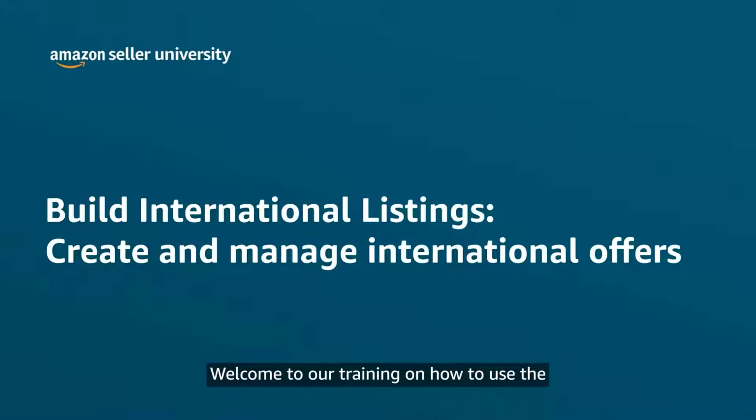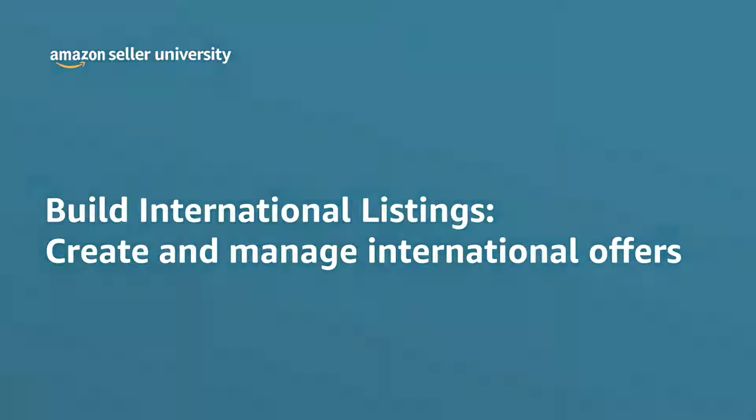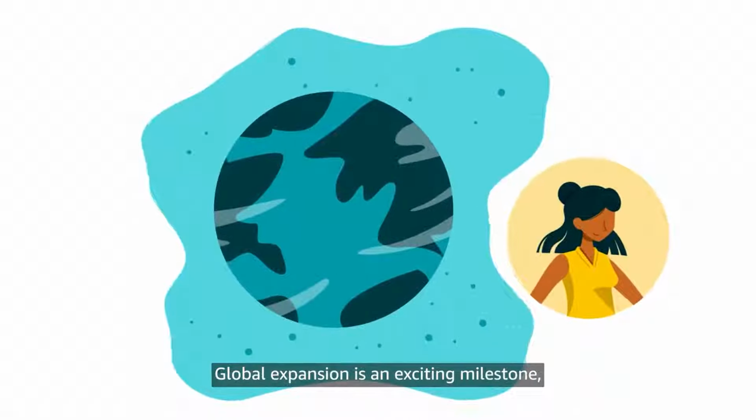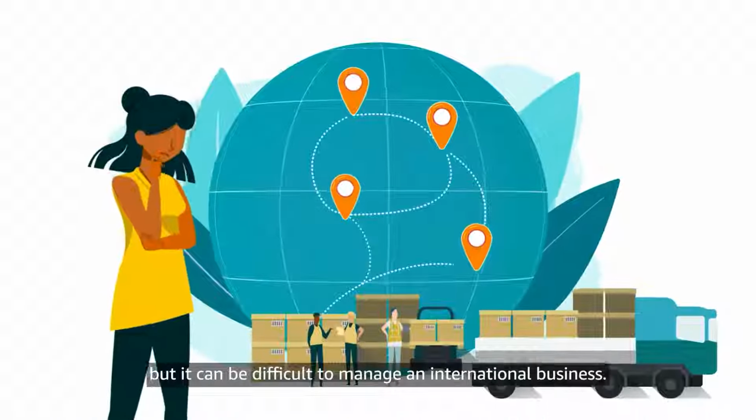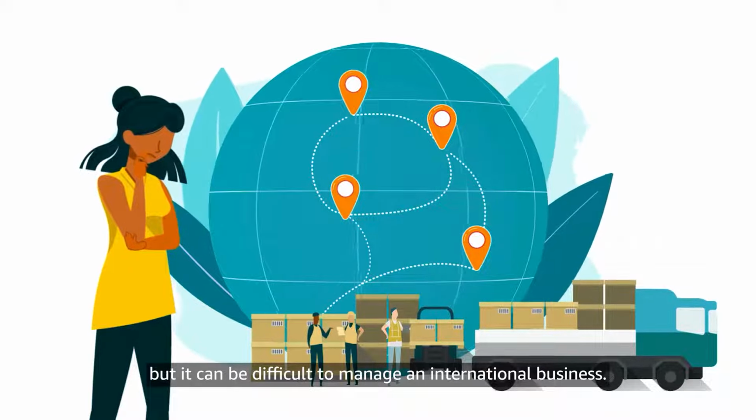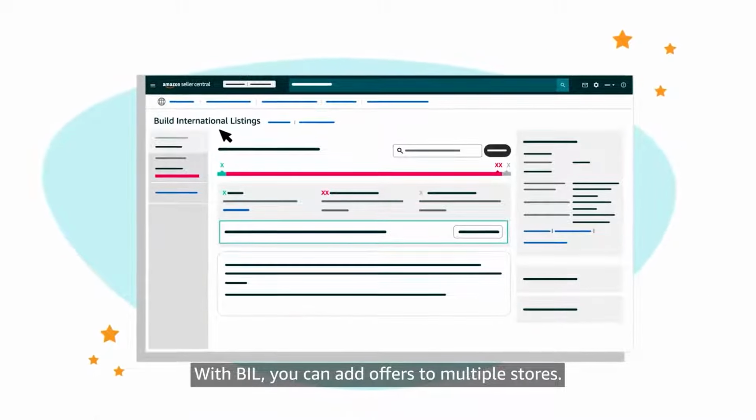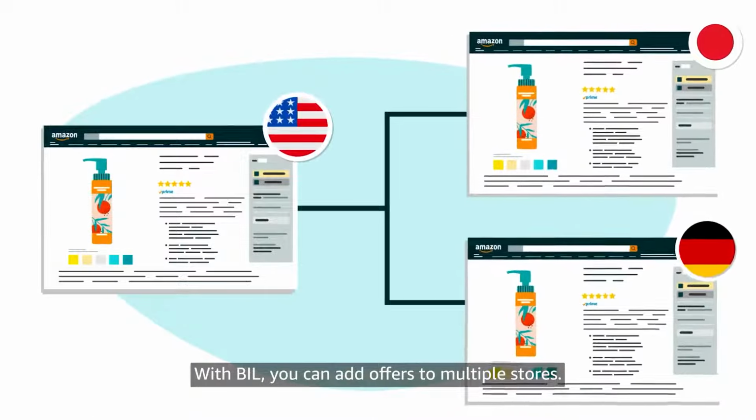Welcome to our training on how to use the Build International Listings tool, or BIL, to create and manage international offers. Global expansion is an exciting milestone, but it can be difficult to manage an international business. With BIL, you can add offers to multiple stores.